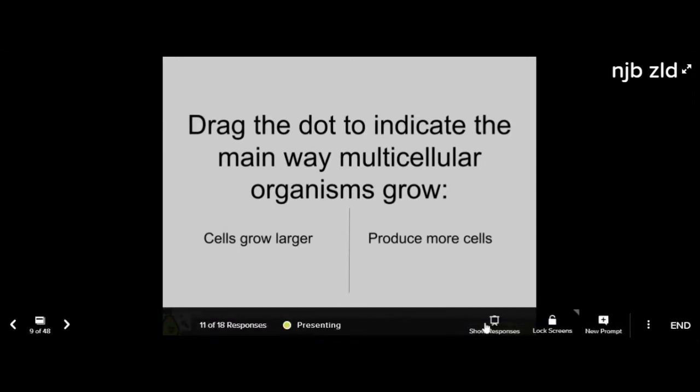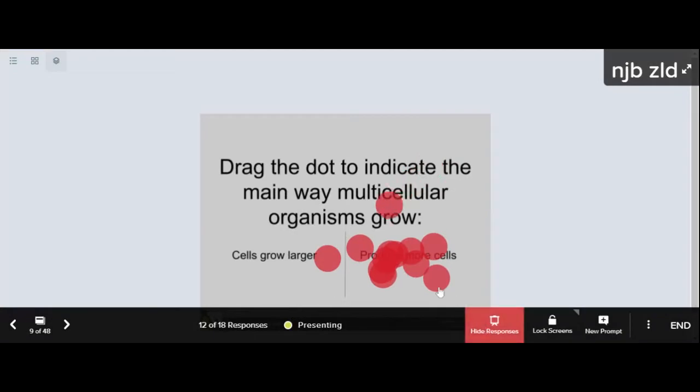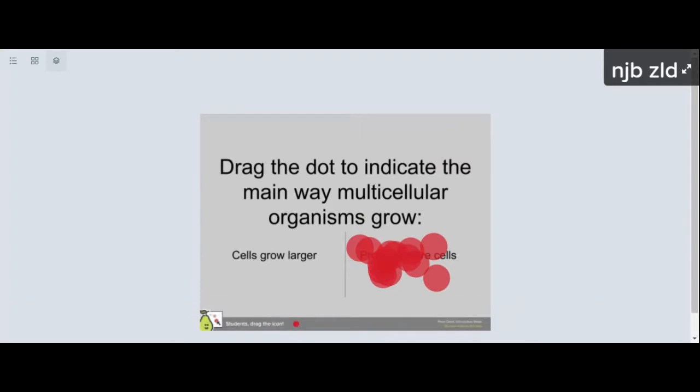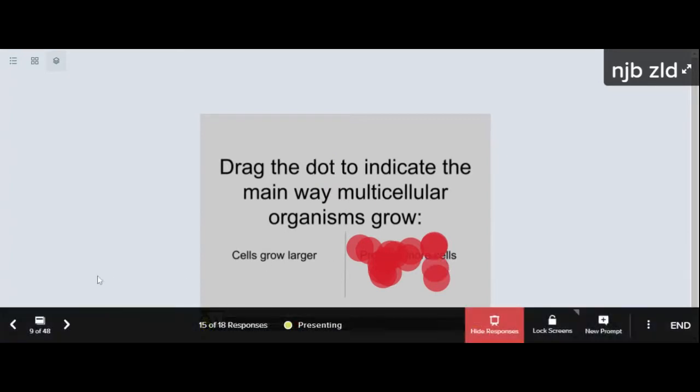Let's see, we got nine of you. Let's see what we see. Produce more. Yes. Animal cells tend to be very similar in size. Whether you have a kitten or an elephant, their cells are relatively the same size. Now, the amount of cells they have will vary very much. The amount of cells in a kitten compared to an elephant, huge, huge. So it's not that they have bigger cells, it's they have more cells. You guys are so smart.